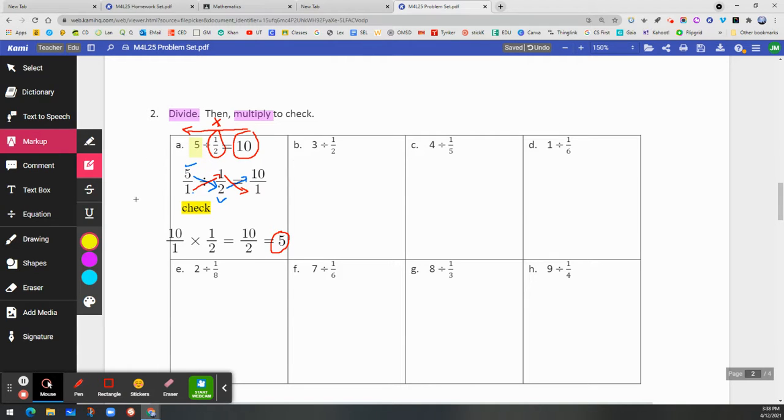All right, let's do one more so you know what to do. Next one. So we're going to divide 3 divided by 1/2. Okay, but let's do a 4. 4 divided by 1/5. Same thing.